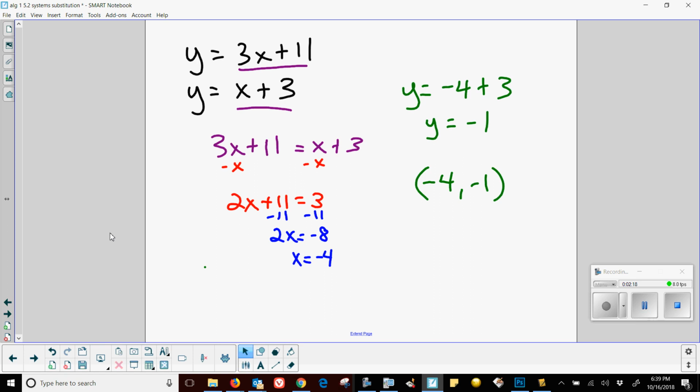Here's another one where I got y equals and y equals. And just remember, you just have to set them equal to each other. Move an x, solve for x, plug back in, solve for y.